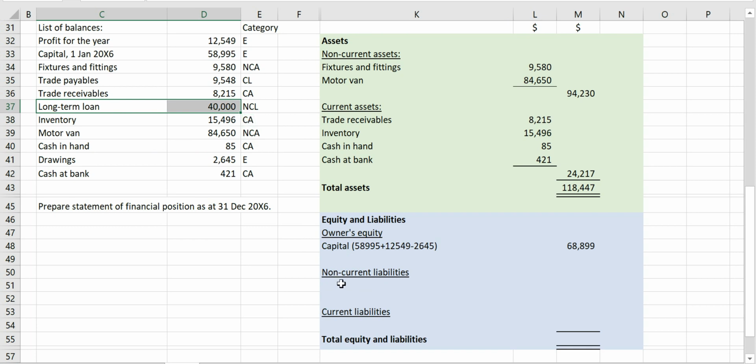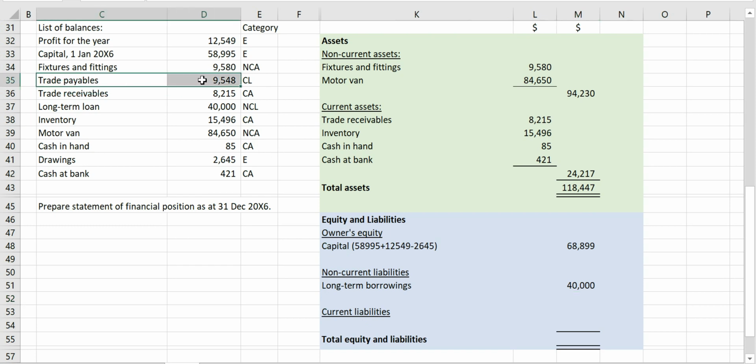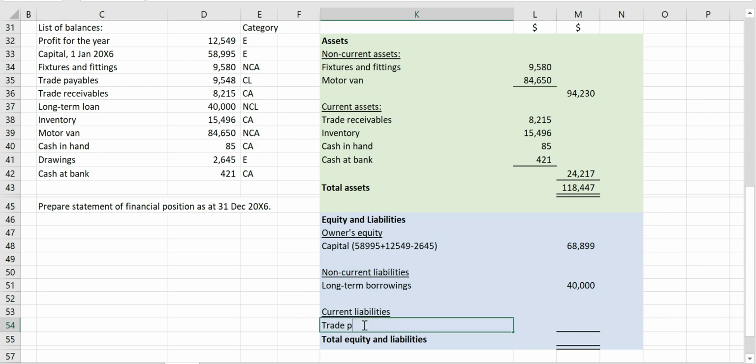Now non-current liabilities: there's only one item, called long-term loan as an account. But when we classify it in the statement of financial position, we rename it as long-term borrowings. There's only a single figure, so we put the 40,000 in column M. Finally, the last category is current liabilities. There's only a single item for current liabilities, called trade payables. So we just need to show this in the statement of financial position and put the amount 9,548, the trade payables, in column M because there's only a single figure.